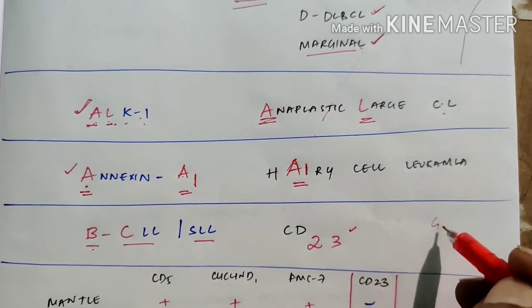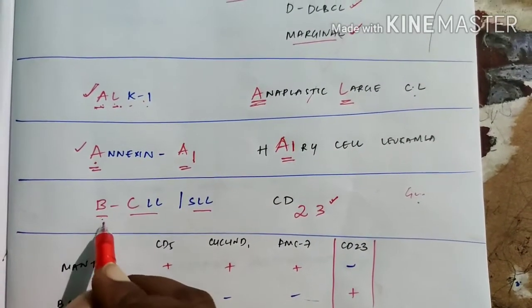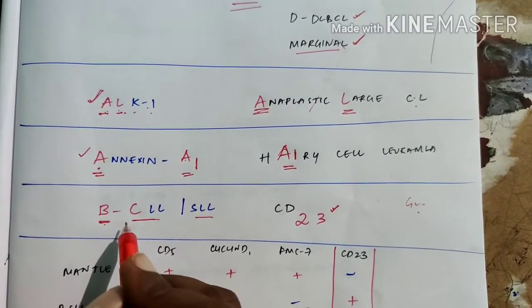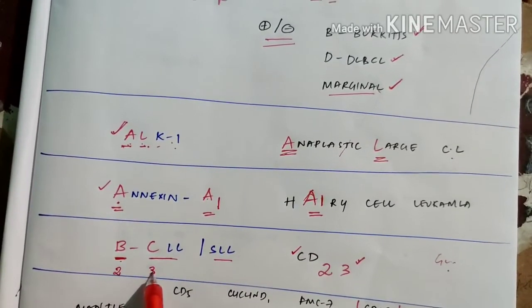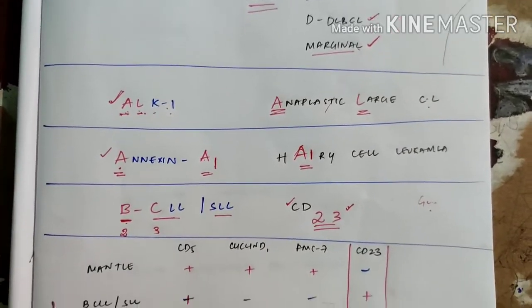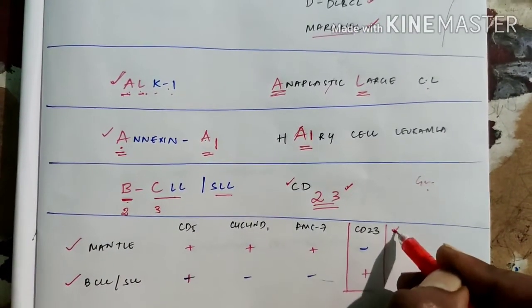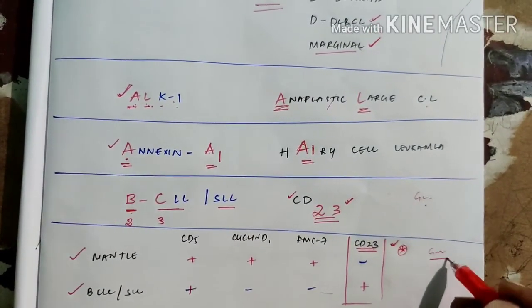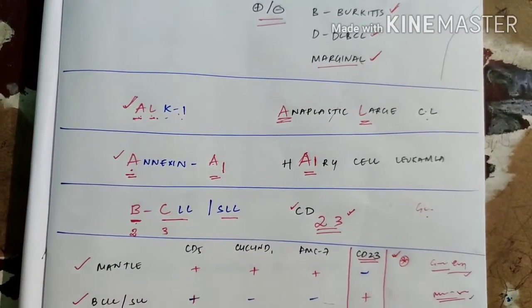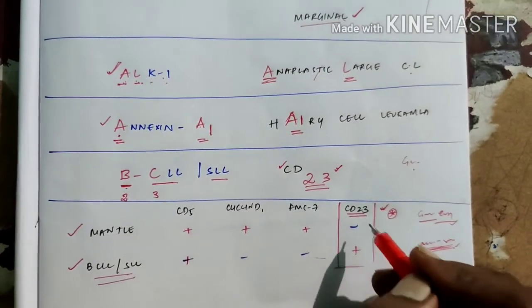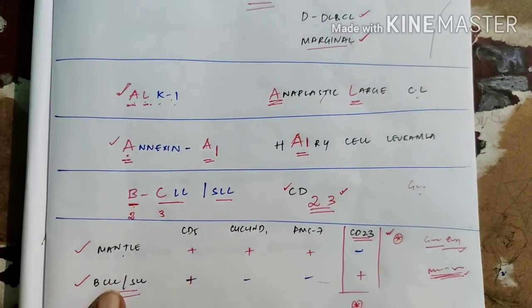CD23 is a marker in the germinal zone, but BCLL SLL is a tumor which arises from the marginal zone. It expresses the markers of the marginal zone, but along with that, it's the only tumor which does not arise from the germinal zone but expresses CD23. How will you remember that? B is the second letter of the alphabet, C is the third letter. 23, BCLL SLL. So while differentiating mantle cell lymphoma and BCLL SLL, you'll differentiate by this CD23 itself. So 23 is usually a germinal zone marker, but it only expresses in BCLL SLL, which arises from the mantle zone. So CD23 is the most important differentiating factor between mantle cell and BCLL SLL. You can differentiate by CD23.